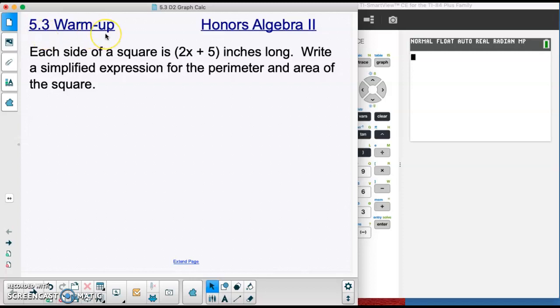So let's start with a warm up to get ourselves going again and remember what we've been doing. So let's hear in the problem. I have each side of a square is 2x plus 5 inches long. Write a simplified expression for the perimeter and area of the square.